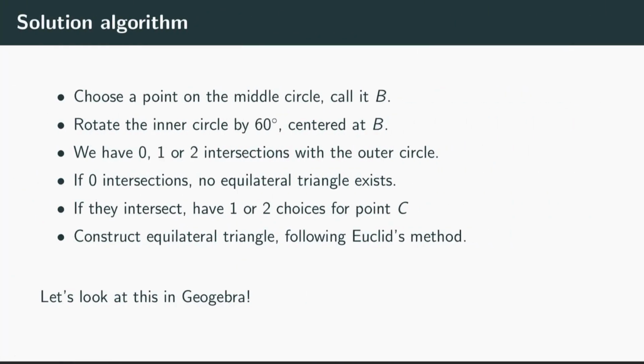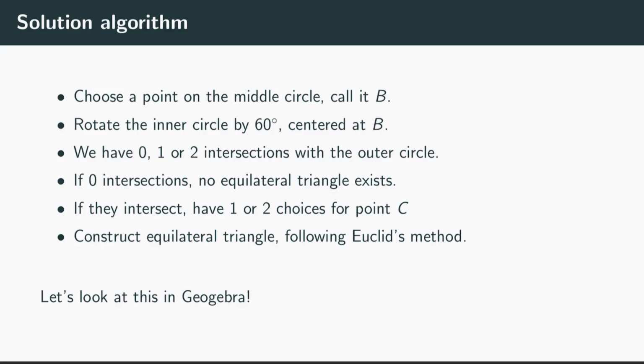So the algorithm for the solution: we're going to choose an arbitrary point on the middle circle and call it B. Now this makes sense because if I'm able to solve the problem after a global rotation, I can move B to be at any point on the middle circle that I like. So I get the freedom to choose the point B arbitrarily. So I do that.